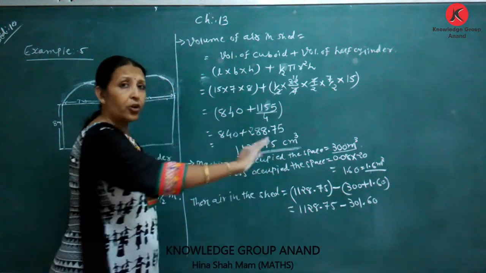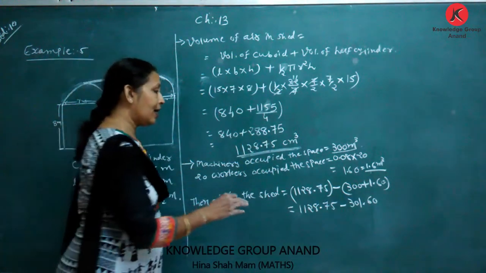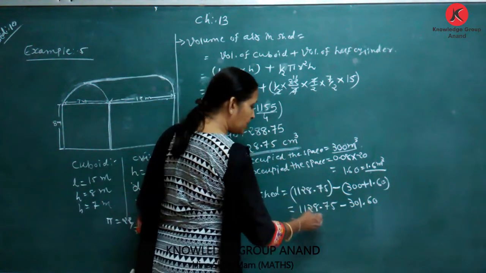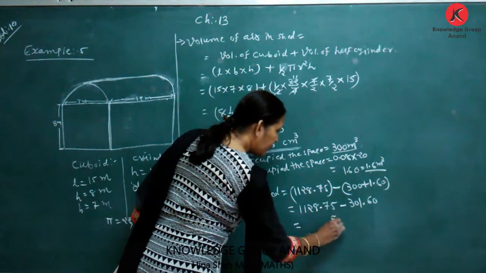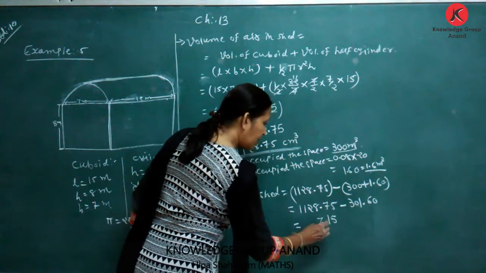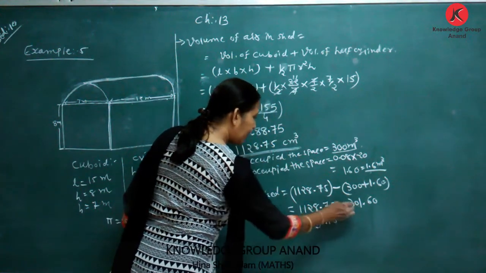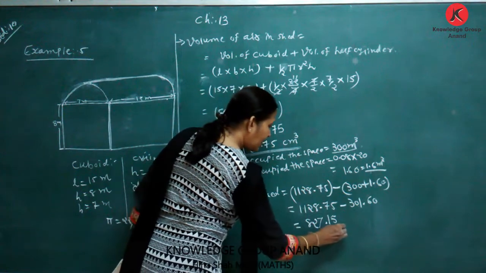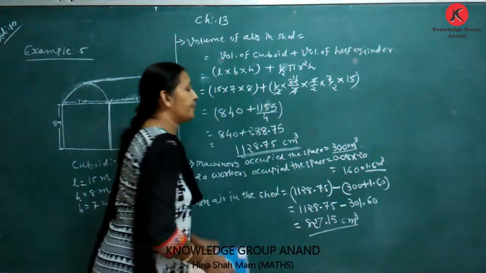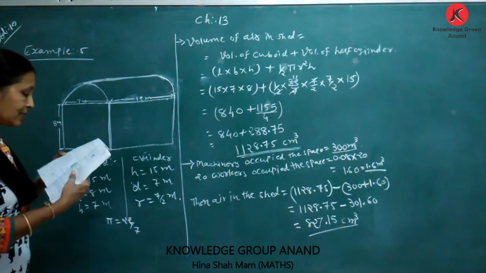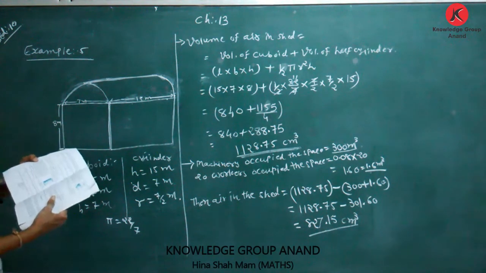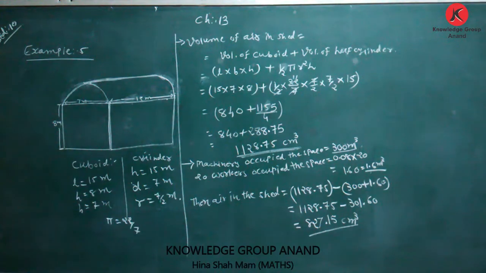Total air, then occupied space, then the remaining air, that is the air in the shade after this occupied space, is equal to 5, 7 minus 6, 1, 8 minus 1, 7, 2, 11 minus 3, 8, which is 827.15. Here the answer is 827.15 meter cube and 1128.75 centimeter cube.